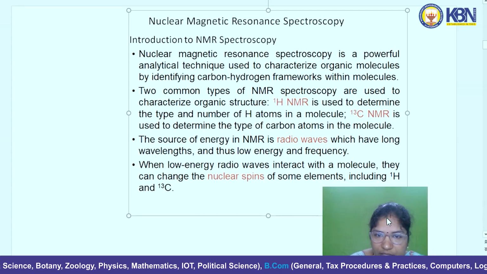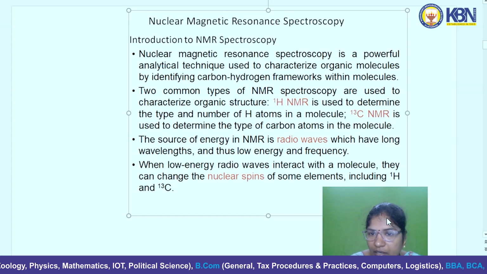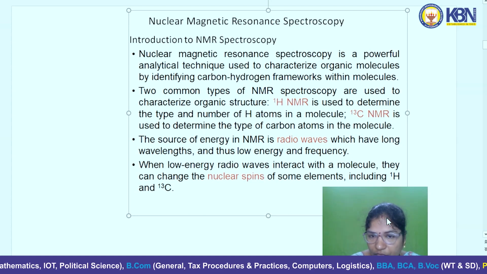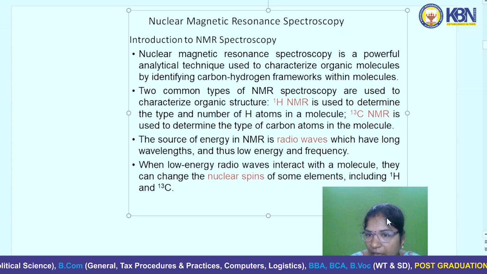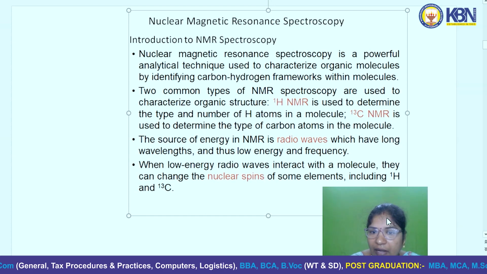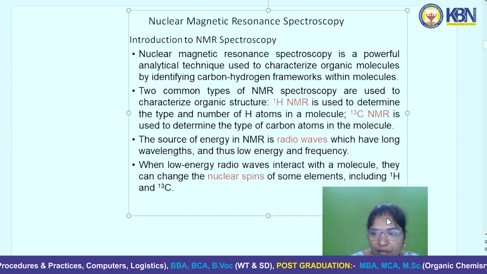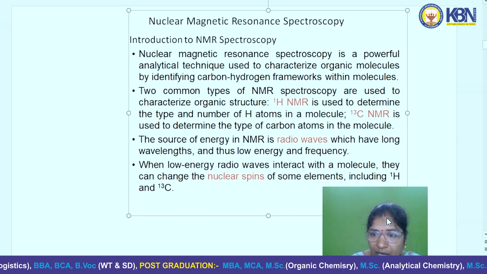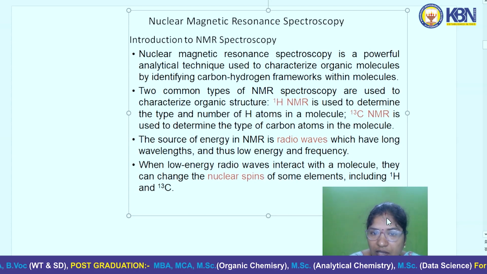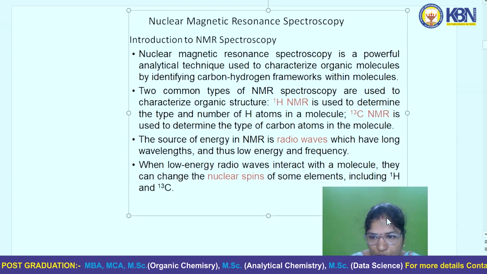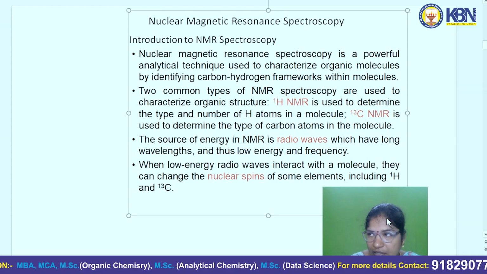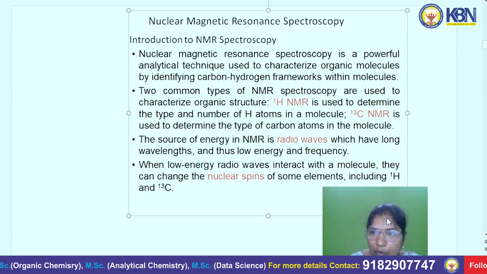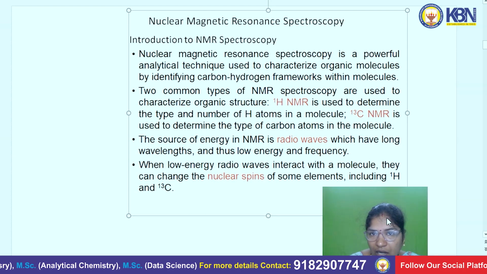Nuclear magnetic resonance spectroscopy introduction. Nuclear magnetic resonance spectroscopy is a powerful analytical technique used to characterize organic molecules by identifying the carbon-hydrogen frameworks within the molecules. It is of major importance in drug discovery and drug designing. The two common types of NMR spectroscopy used to characterize the organic structure of compounds are proton NMR spectroscopy and C13 NMR spectroscopy.